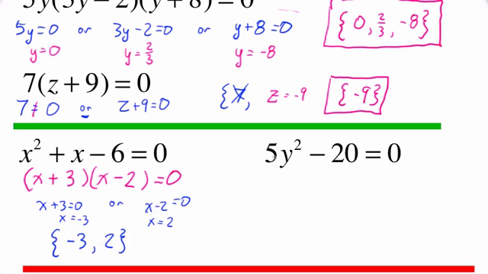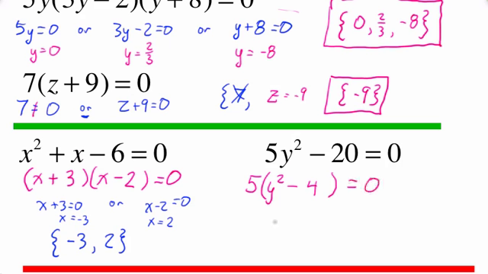Now check out the one on the right, 5y squared minus 20 equals 0. Here I have a GCF. This is why we say that you really have to have a good repertoire of skills. You should just recognize this GCF. And this would be 5 times the quantity y squared minus 4, and this product is equal to 0.